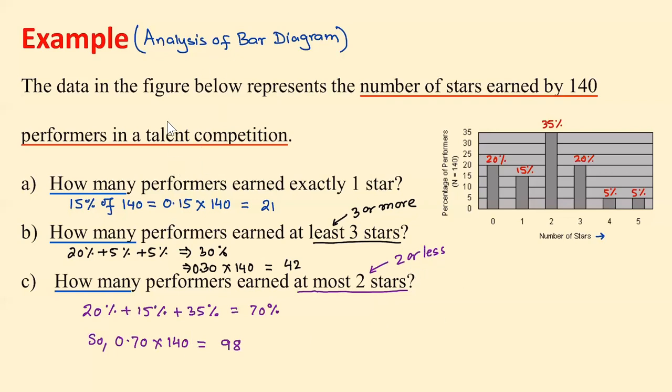So this is how we can analyze a bar diagram to answer questions like this. The key here is the bar diagram is given in terms of percentage, and the questions are asked in terms of number, how many. So you have to be very careful with that. You have to read the question, label the bar diagram with whatever unit is given, and then answer the question the way it is asked. The bar diagram was in percentage, questions were asked in number, so they were asking to find how many performers in each of these questions.